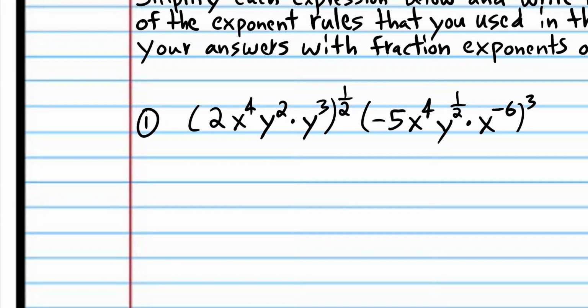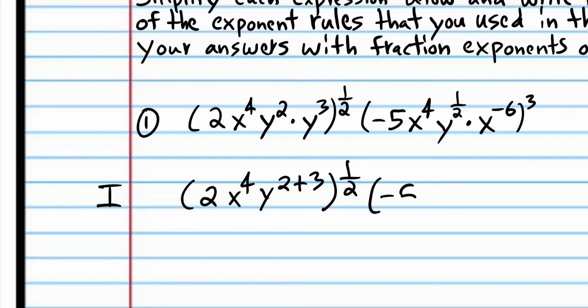We're going to combine the y's. Remember, we can combine y's when you're multiplying, but not x's with y's. We can't do that. And we're also going to combine these x's. And we're going to do that before we worry about these outer powers here. So we're going to use rule number 1. And we get y to the 2 plus 3 power. And we get x to the 4 plus negative 6 power.